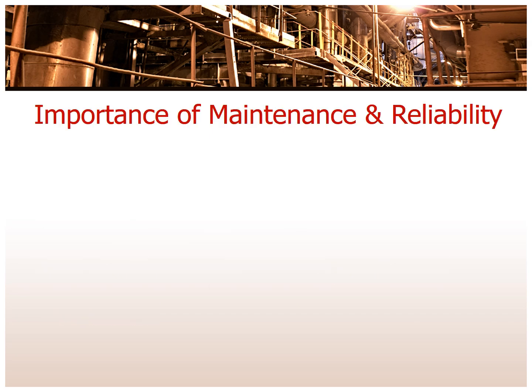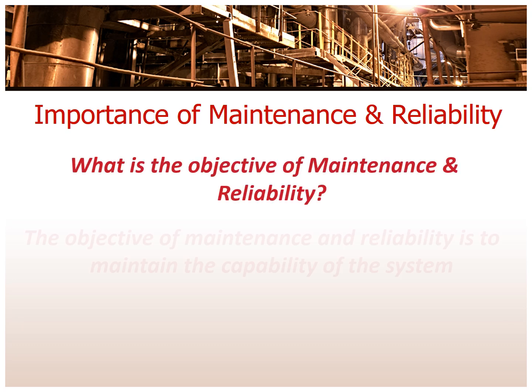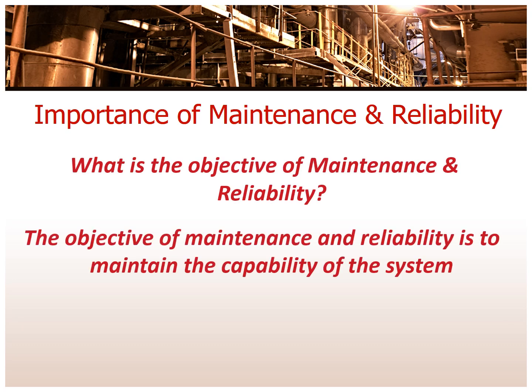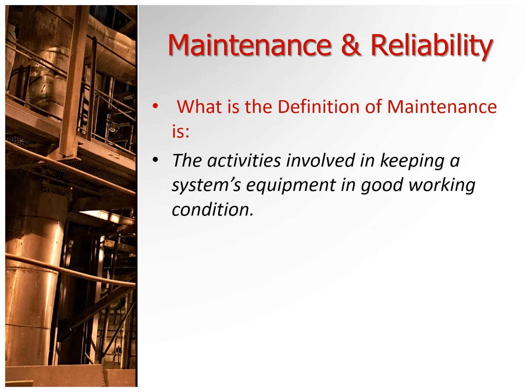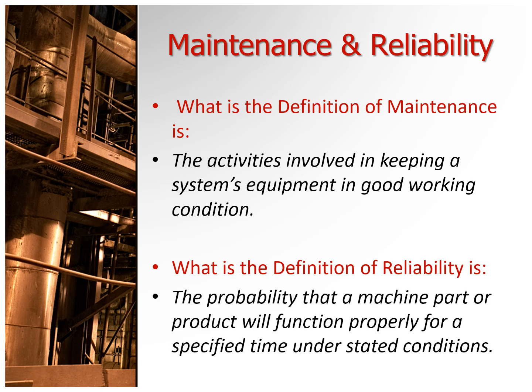So, the importance of maintenance and reliability is to maintain the capability of the system. Keep it running. No stoppages, no outages. The definition of maintenance is the activities involved in keeping a system's equipment in good working condition. Reliability is the probability that a machine, part, or product will function properly for a specified time under certain stated conditions.